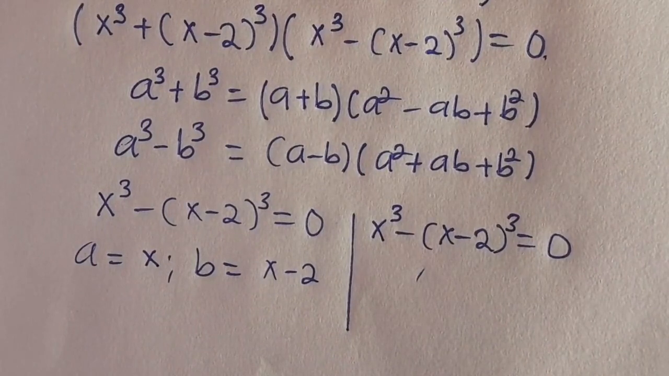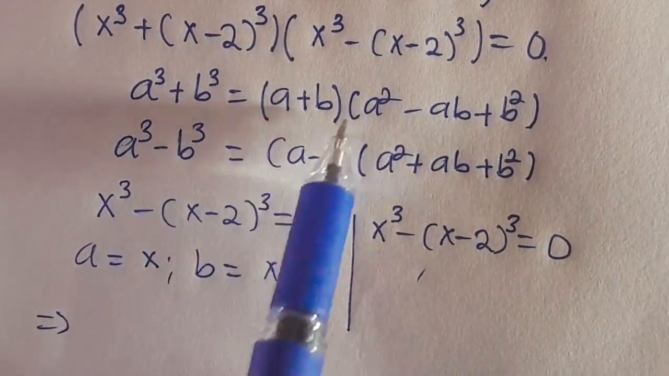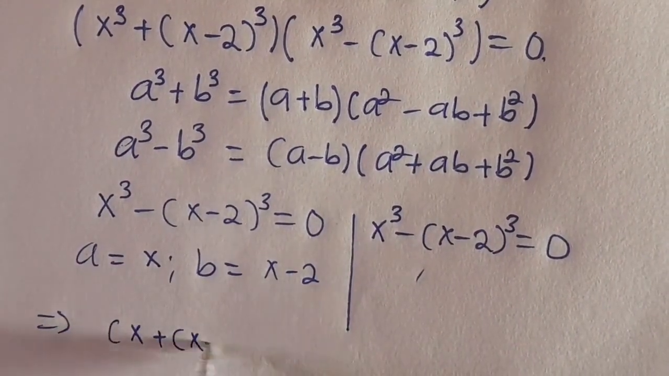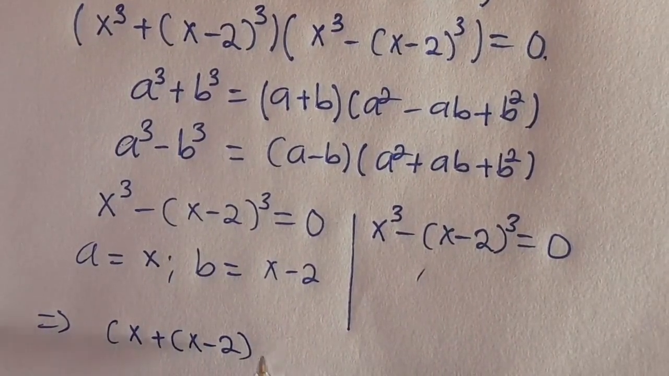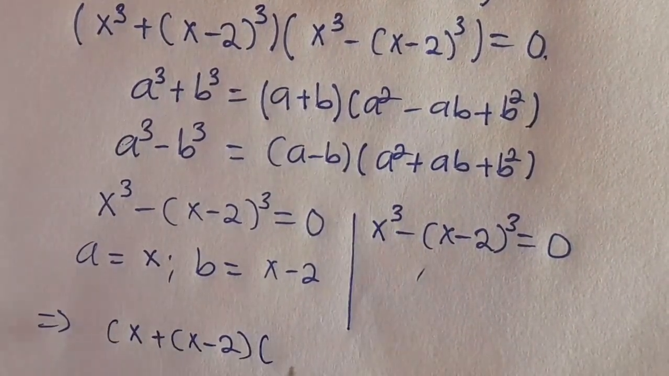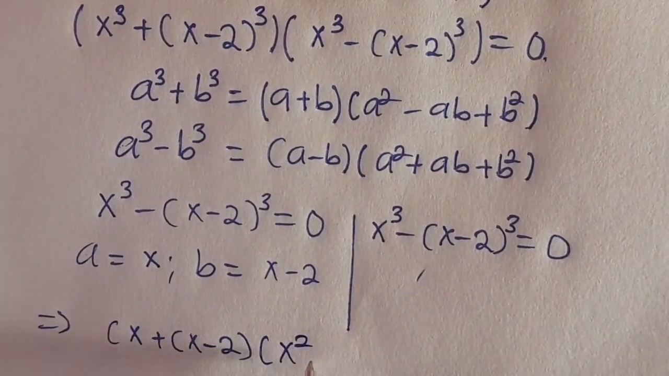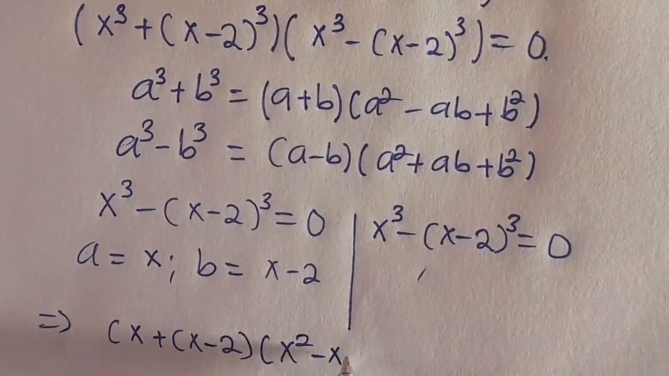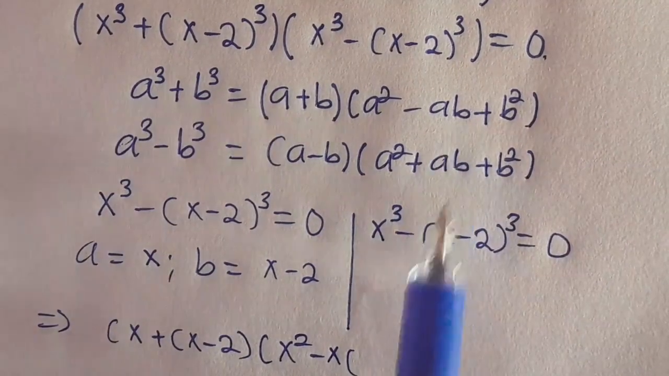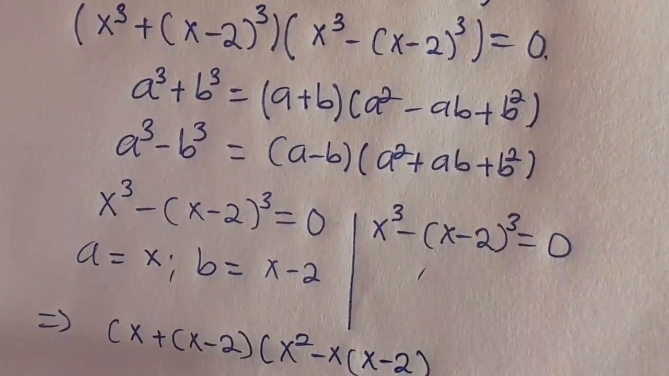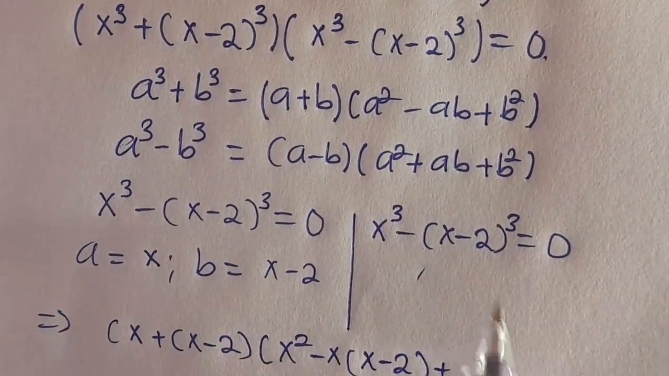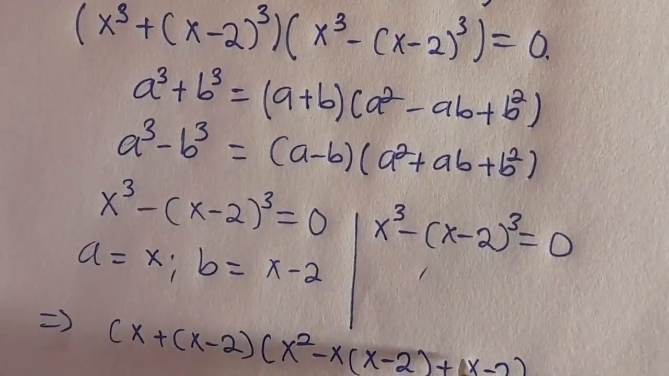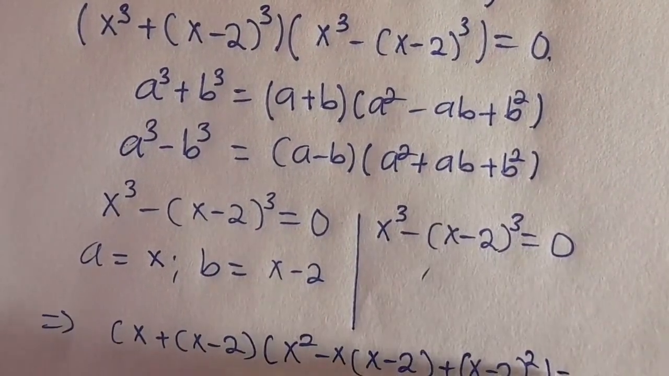And so therefore guys, by applying this formula, our a plus b will be x plus (x minus 2), multiplied by a square, which is x square, minus our a, which is x, multiplied by our b, which is x minus 2, plus our b square, which equals (x minus 2) all raised to the power 2. Then we have everything equal to 0.